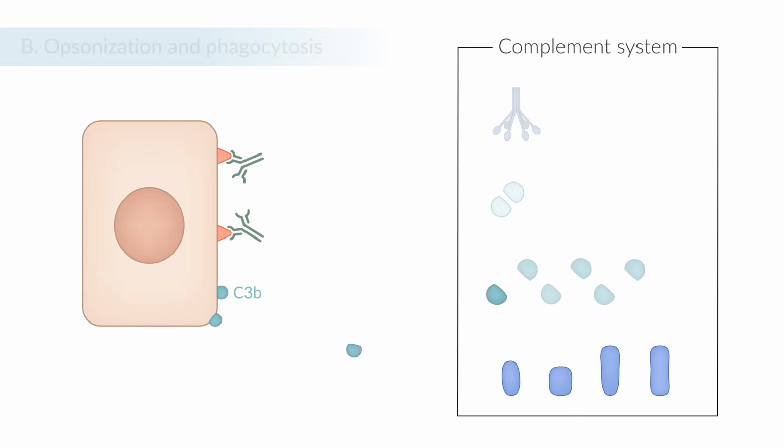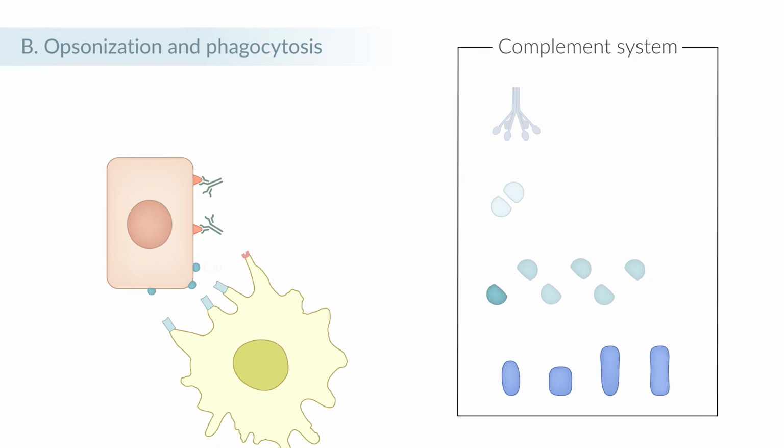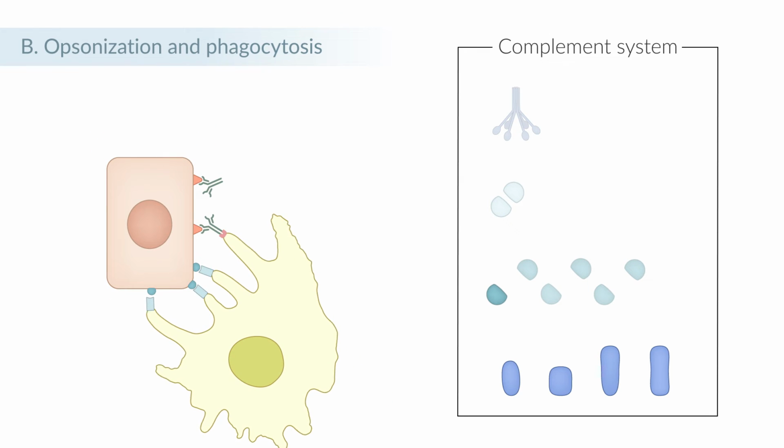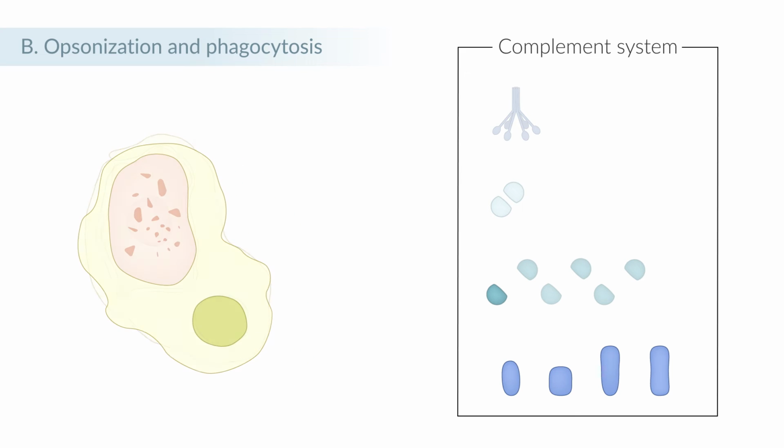In addition, activated complement proteins can bind to the target cell surface, marking it for a process called opsonization. These marked cells can be recognized by phagocytes, notably macrophages, which also use Fc receptors to bind to the antibody. After binding, macrophages start to engulf the target cell and break it down.